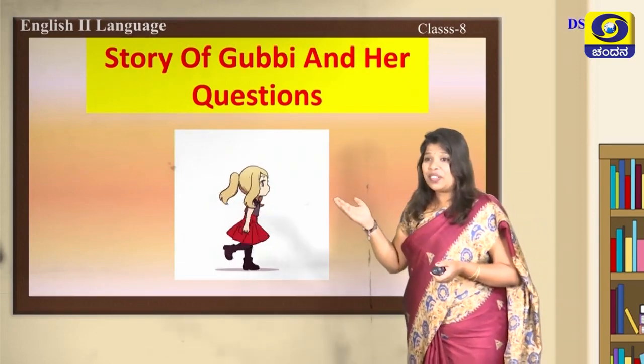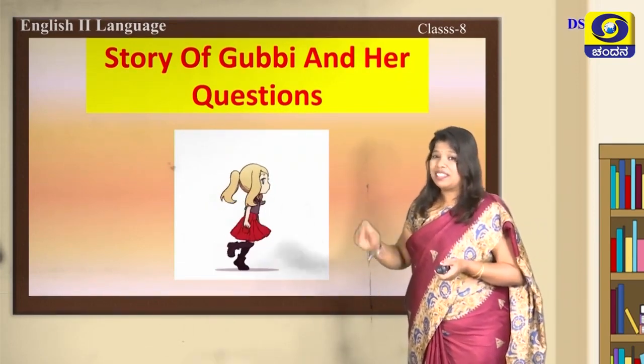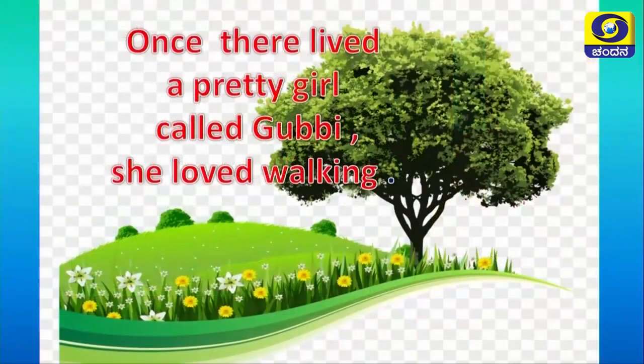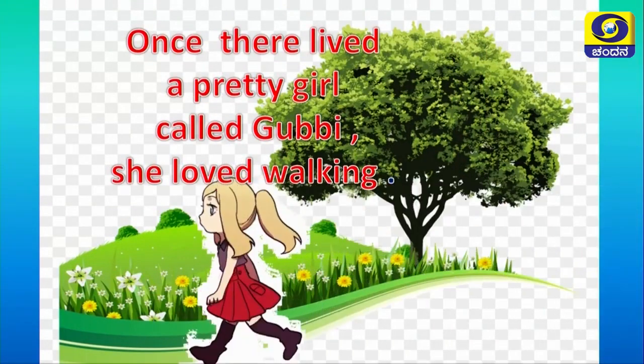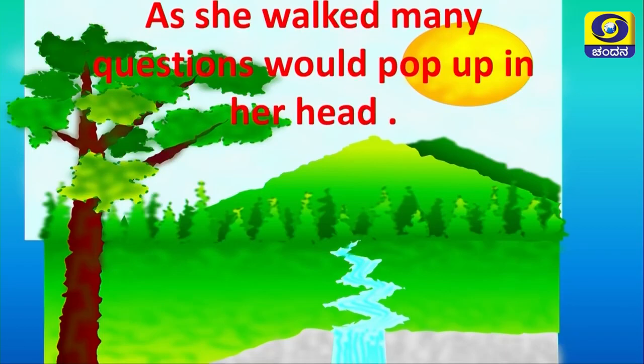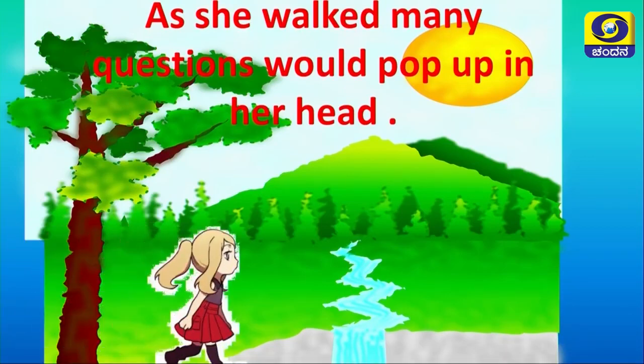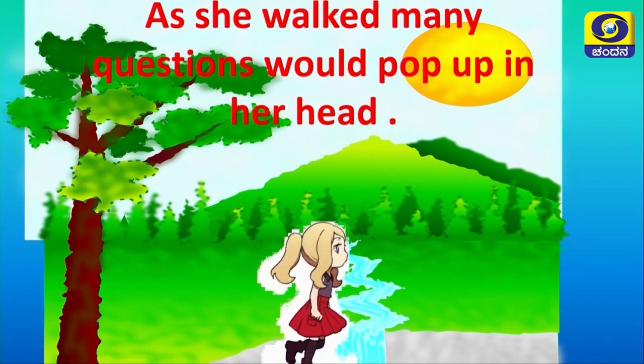Now, look at the story of Gubbi and her questions, children. Once, there lived a pretty girl called Gubbi. She loved walking. As she walked, many questions would pop up in her head.